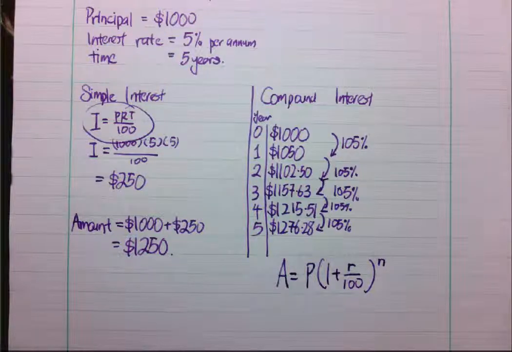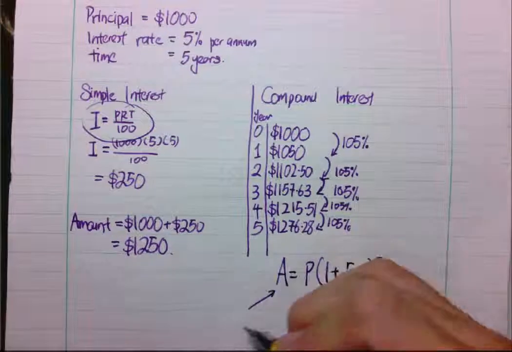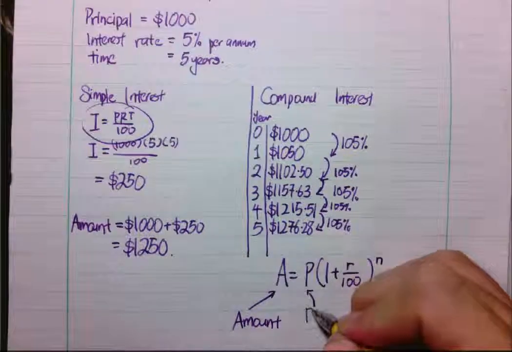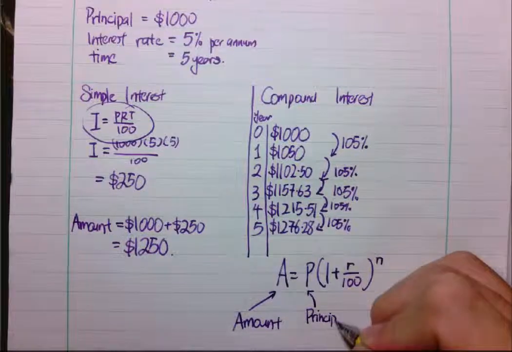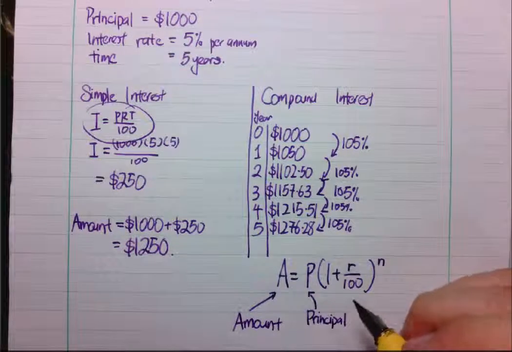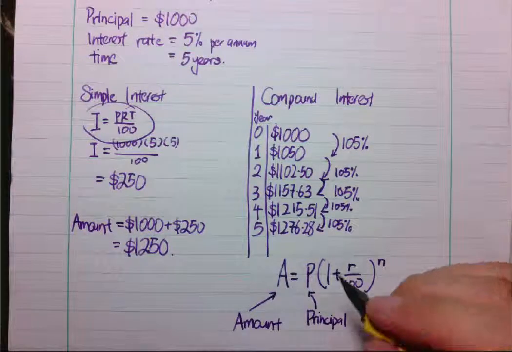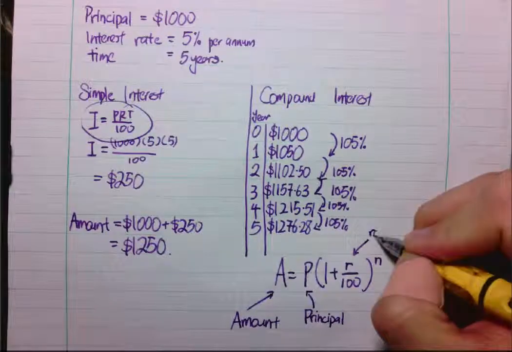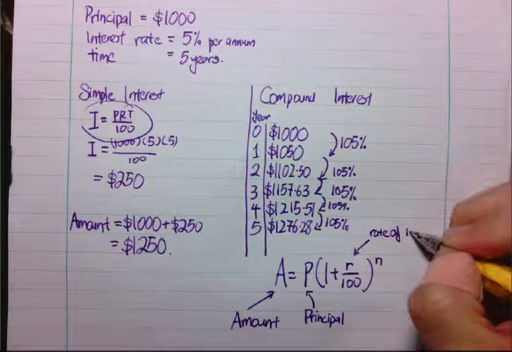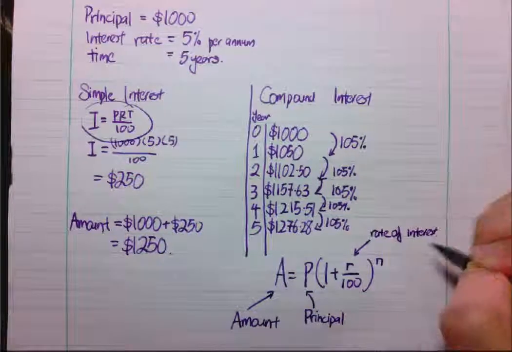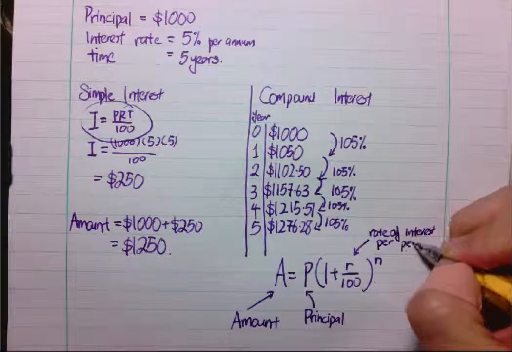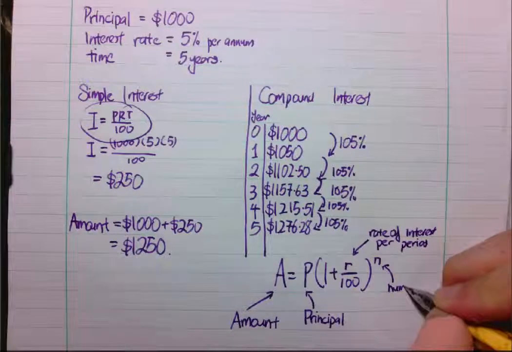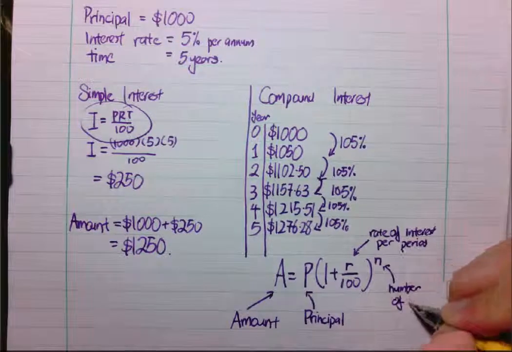So what happens is this: A is the amount, P is the principal, R is the rate of interest per period, and N is the number of periods.